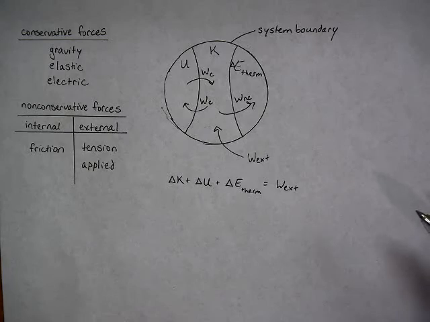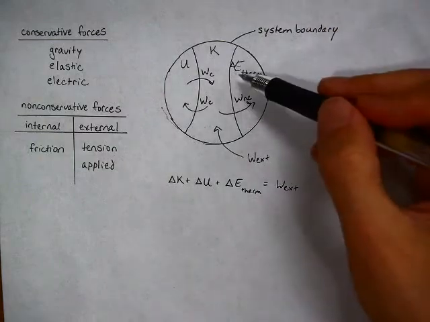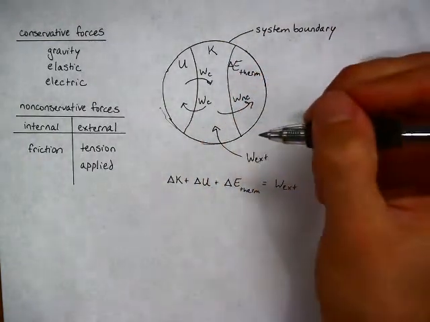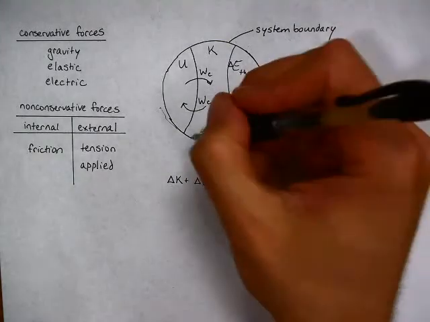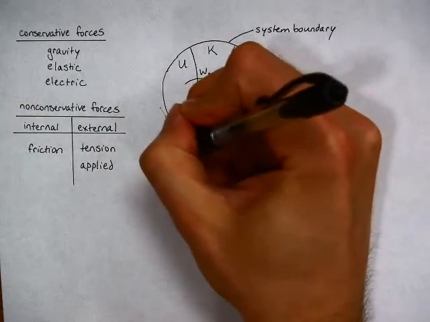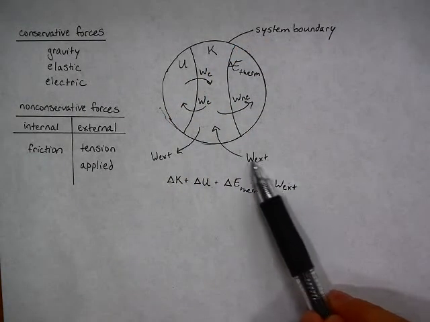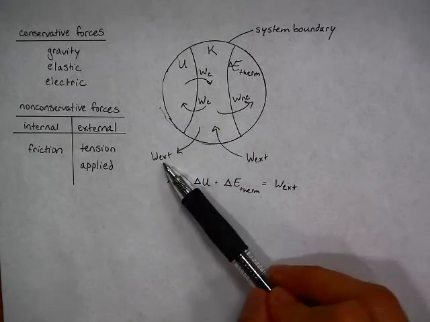And likewise, work can transfer energy from the system out of the system. For example, a person catching a baseball takes away its energy of motion. This would be an example of positive work, putting energy into a system. This would be an example of negative work, taking energy out of a system.